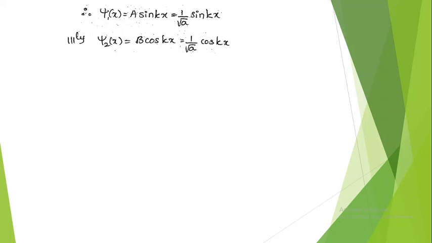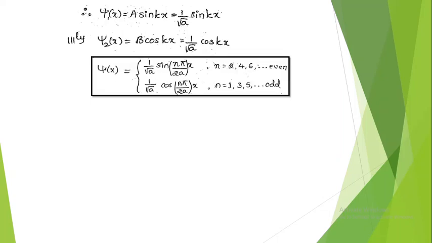So xi of x will be the summation of these two, and we can express it as follows. For n equal to even, xi of x will be equal to 1 by root a times the sine function, that is sin kx, sin n pi x by 2a, because k is equal to n pi by 2a, as we have already seen. And when n is odd, which is 1, 3, 5 and so on, then xi of x will be equal to 1 by root a cos n pi x by 2a. So this forms a complete set of eigenfunctions for a particle in an infinite square well.